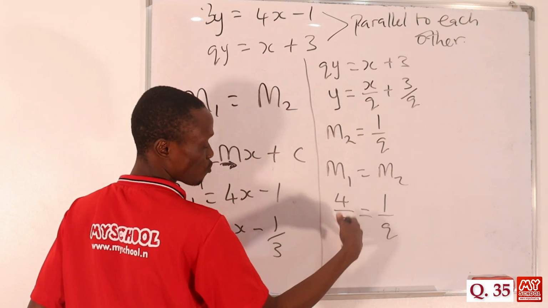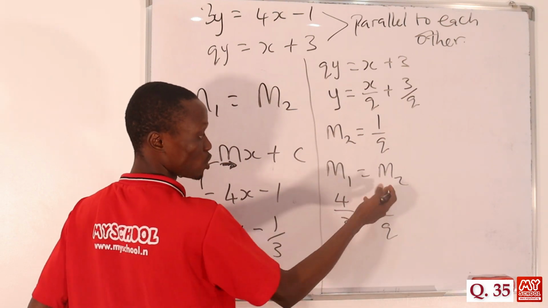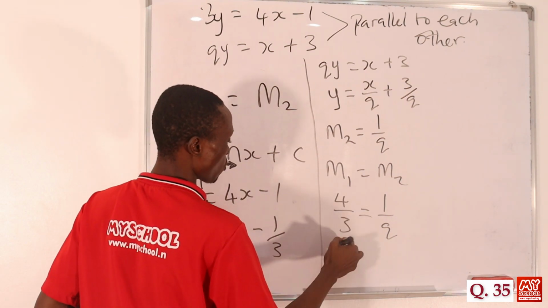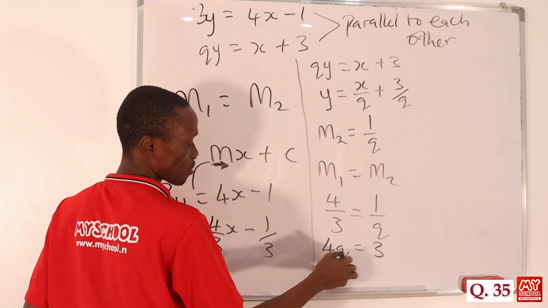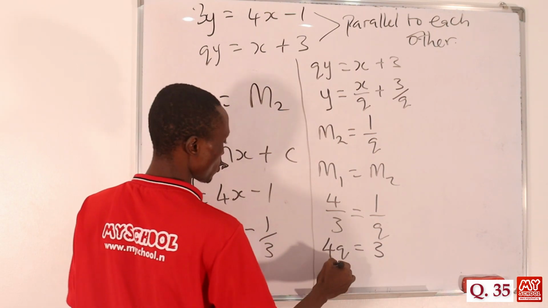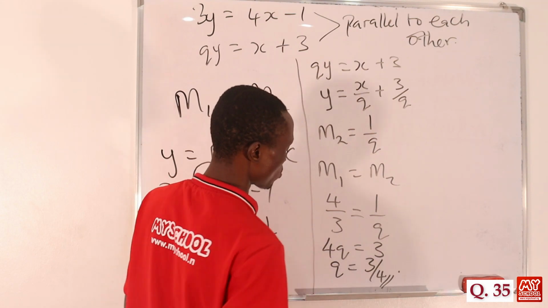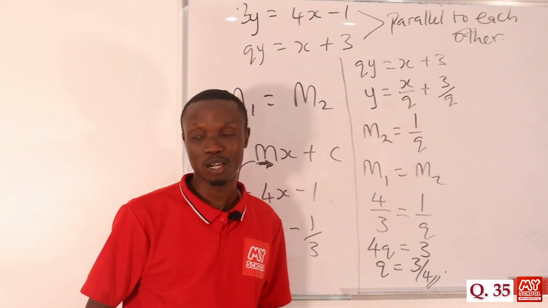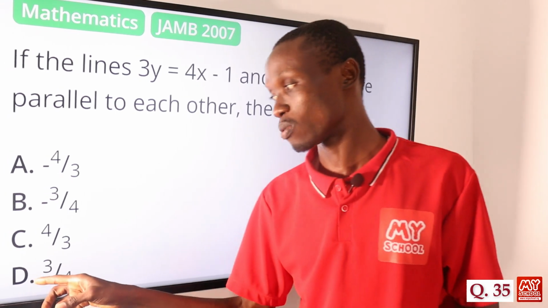Okay, so if we are given two fractions that are equal to each other and there's any unknown there that we are asked to find, we just cross multiply in order to get the value of that unknown. So if we cross multiply, we have 4q equals 3. Since we are looking for q, we have to divide both sides by the coefficient of q, which is 4 in this case. So q is equal to 3 over 4. So the value of q is 3 over 4. Let's return to the screen to pick the correct answer to this question, and that is option D, 3 over 4.